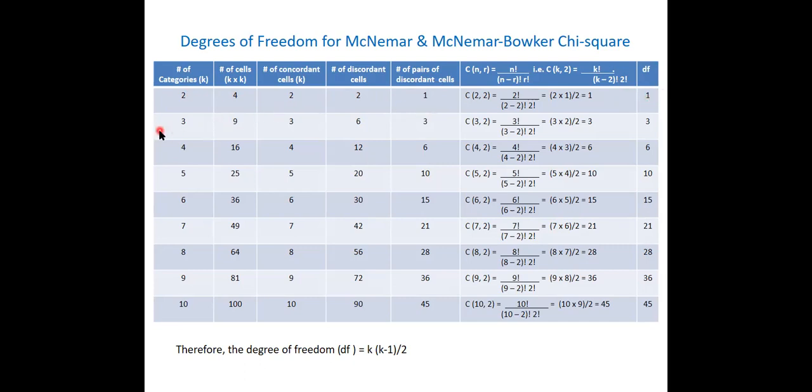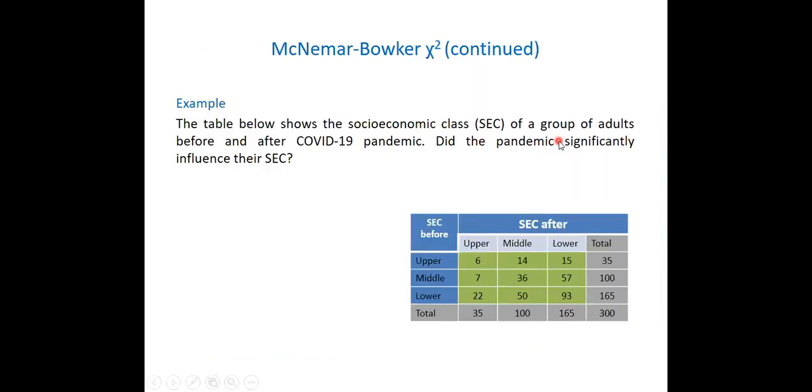Now, the example we are having about COVID-19 and socioeconomic class has 3 categories, rather, and we have 9 cells. The number of concordant cells is 3, the number of discordant cells is 6, and the number of pairs of discordant cells is 3. So let us not talk much about theory. The degree of freedom for it will be 3. Can you see? Now, let's move forward.